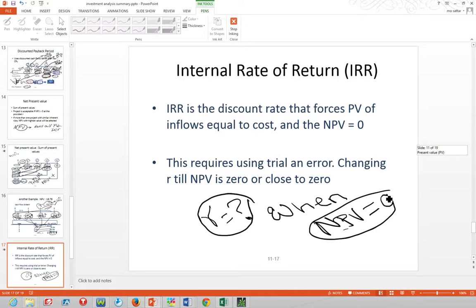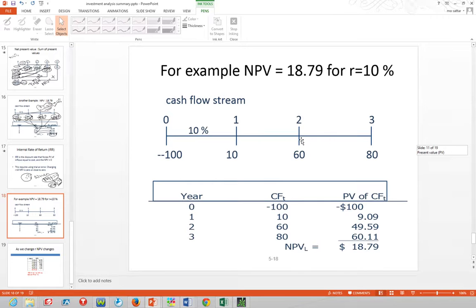So in this case, remember the other one, we had an R of 10%, and for net present value we had like 18.78 something. That was for 10% R. But what if I want to know, at what R will this number be 0? The way to do that would be by trial and error. What do I mean by that? Remember, we did this over here, and we said that for R equal to 10%, if I discount each one of these by 10%, I get these numbers. If I add them up, the net present value is 18.79, and that was the R at 10%.